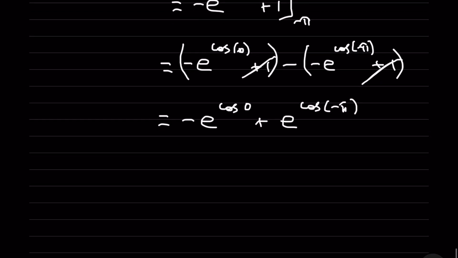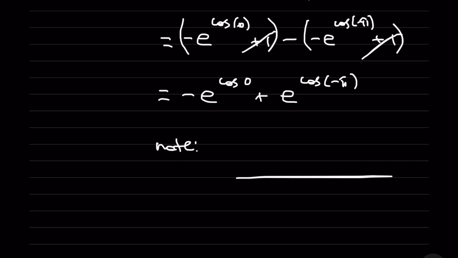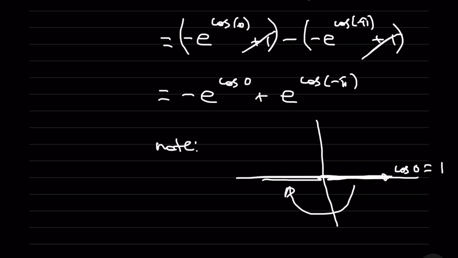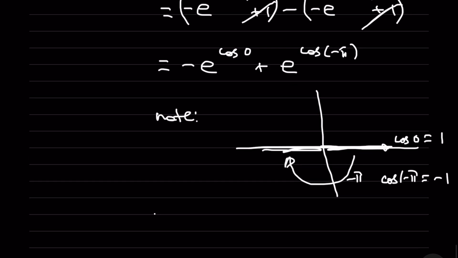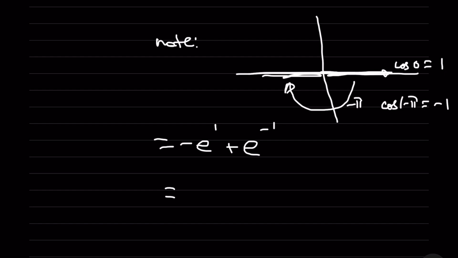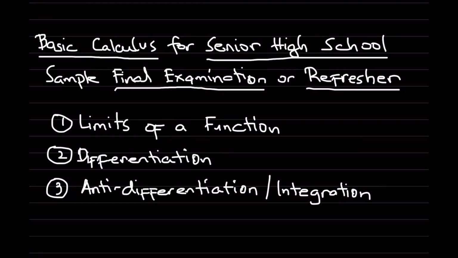So a simplified form of the equation is negative e raised to cosine x plus e raised to cosine negative pi. Take note that cosine of 0 is equal to 1 and cosine of negative pi is equal to negative 1. So we just substitute that. So you have negative e raised to 1 plus e raised to negative 1. So you can write this further as negative e plus 1 over e.